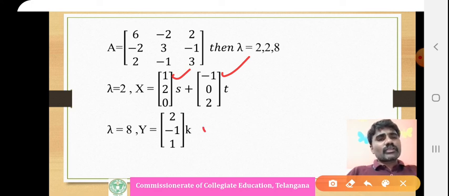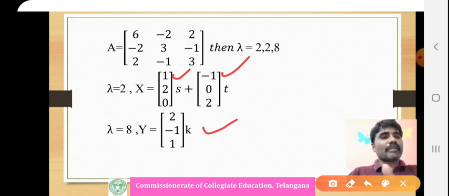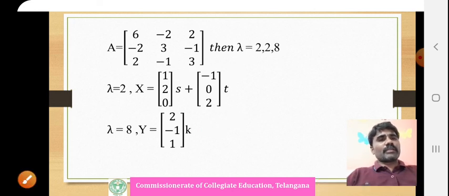And for lambda equals 8, the algebraic multiplicity is 1, and the geometric multiplicity is also 1. They are equal here. That's why in this particular case we will get 3 linearly independent eigenvectors. That is a careful observation. Sometimes it is not possible, where the algebraic multiplicity is 2 but the geometric multiplicity is smaller. That I will give in the next example. Here the geometric multiplicity and algebraic multiplicity of each eigenvalue are the same.